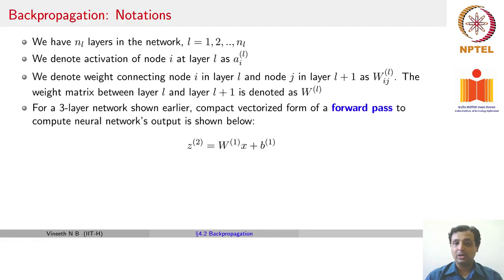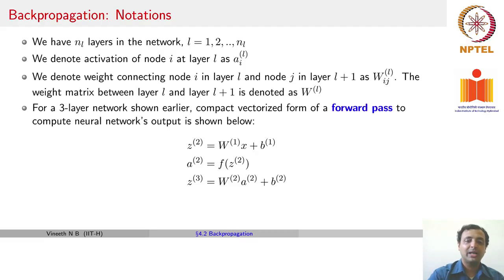For a 3-layer network that we saw earlier, a compact vectorized form of a forward pass can actually be written like this, and hopefully this will give you clarity on the entire procedure. Given an input X, you take the first layer's weights and biases, and you get the output on the next layer, that's Z superscript 2, second layer. You take Z and apply an activation function f, and the output of that becomes A superscript 2 in the second layer. We're just going to assume one neuron in each layer just to make the notations simpler.